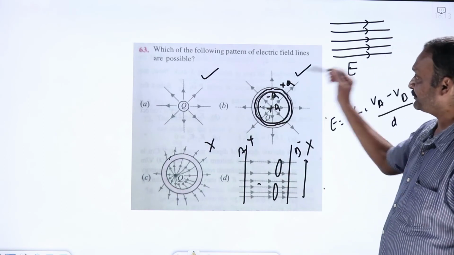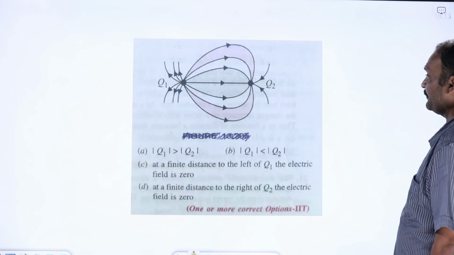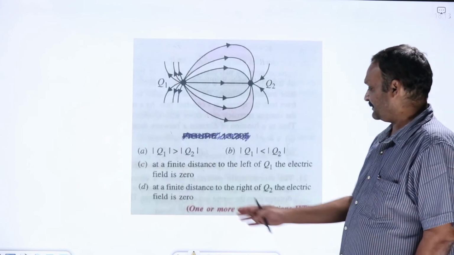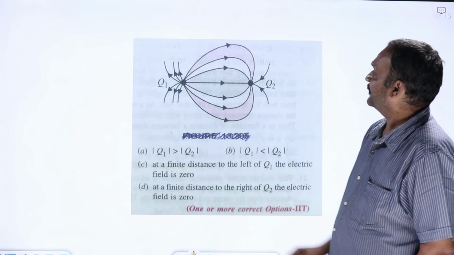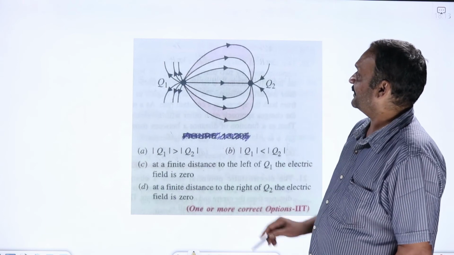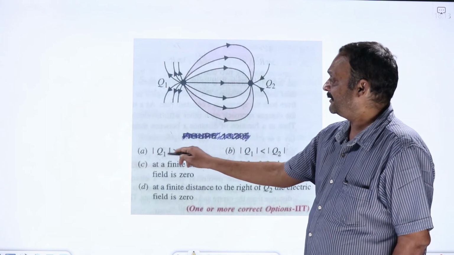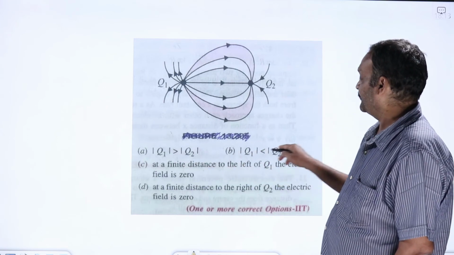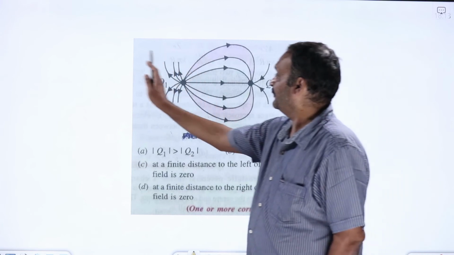Okay, this is another previous year question. Next one, look at this. This is a previous IIT question. IIT means it appeared some time back. Okay, Q1, Q2, two charges are there. Lines of force are like this. He is asking 4 questions. Magnitude of Q1 greater than Q2. Magnitude of Q1 less than Q2. At a finite distance to the left of Q1, electric field is 0.